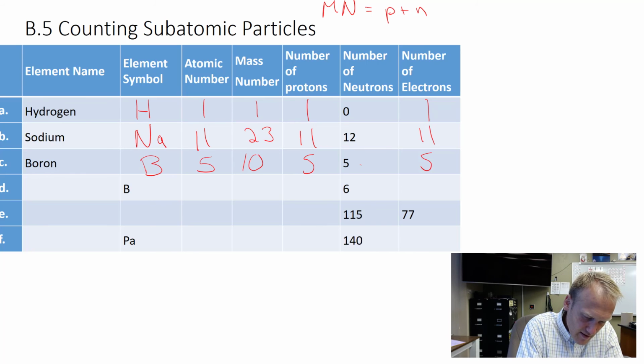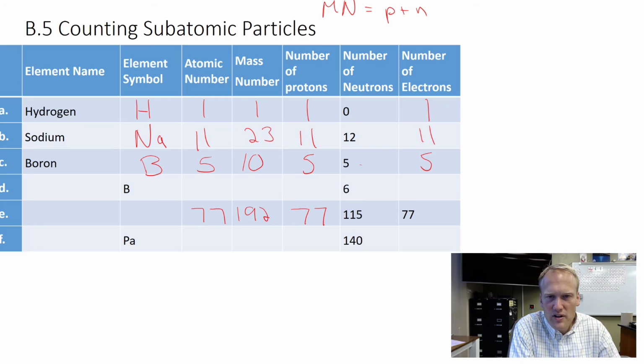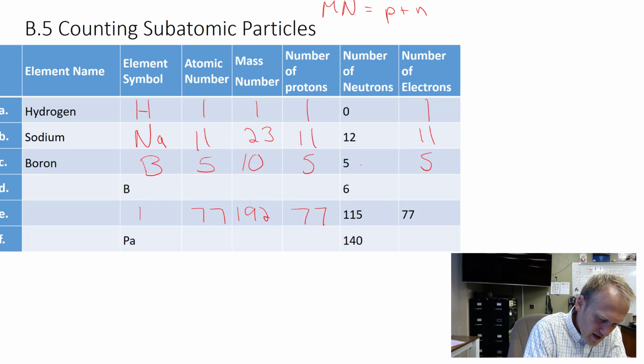Let's move on to this one down here, letter E. If you look, we've got neutrons 115 and 77 electrons. That would tell us that we have 77 protons, and then our mass number would be 77 plus 115, and that would give us 192. The atomic number would be the same as the number of protons, which is 77, and the question is, what is this element? We can look at the periodic table at number 77. It is iridium. The symbol is Ir.